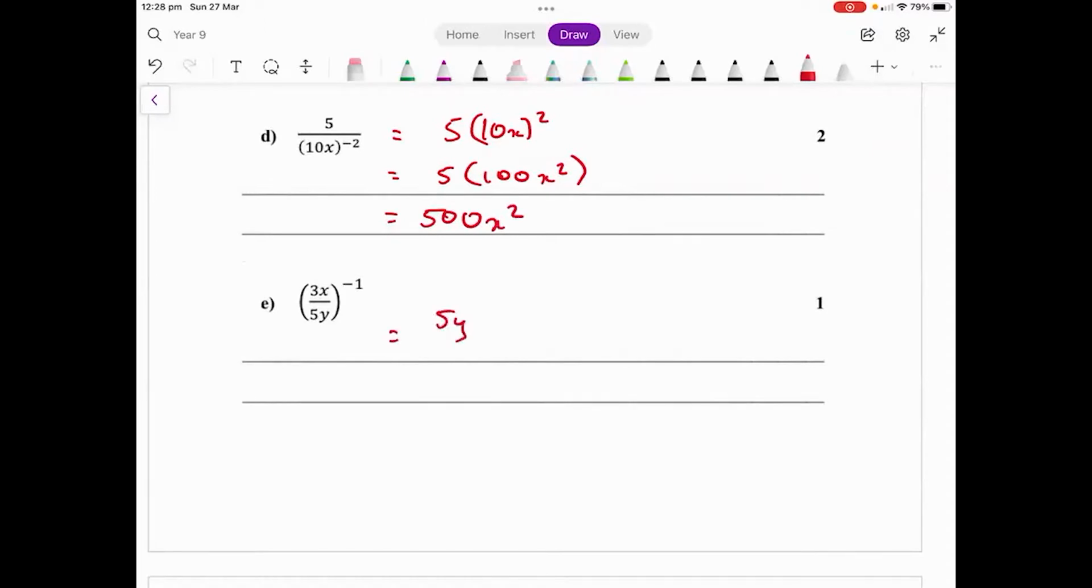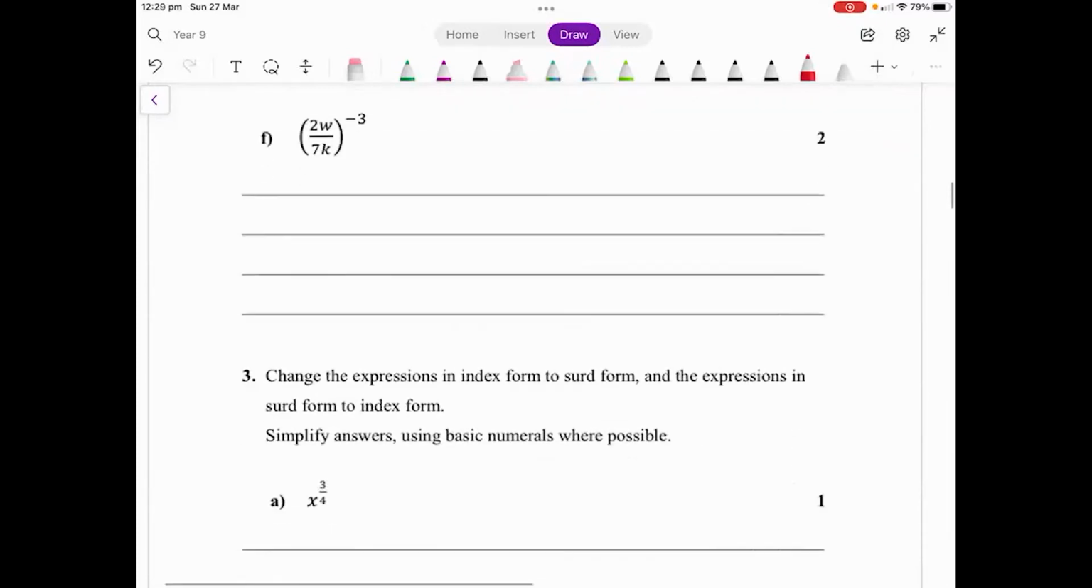Question E gives us a fraction and it's all raised to the power of minus 1. That means the whole thing is just flipped upside down. So it becomes 5y over 3x. Question F, we get rid of the negative first in the power, so we flip that whole fraction upside down. That gives us 7k over 2w, all to the power of 3.